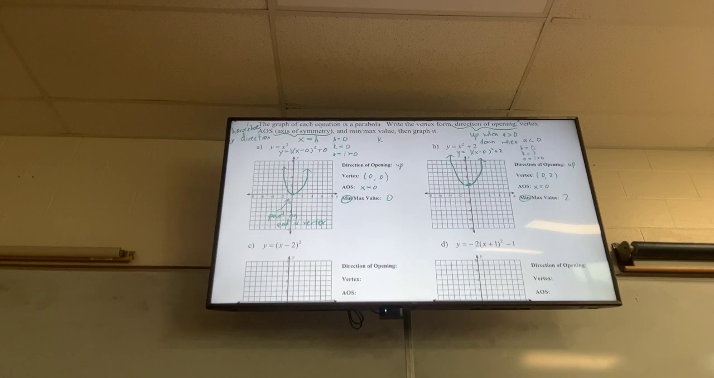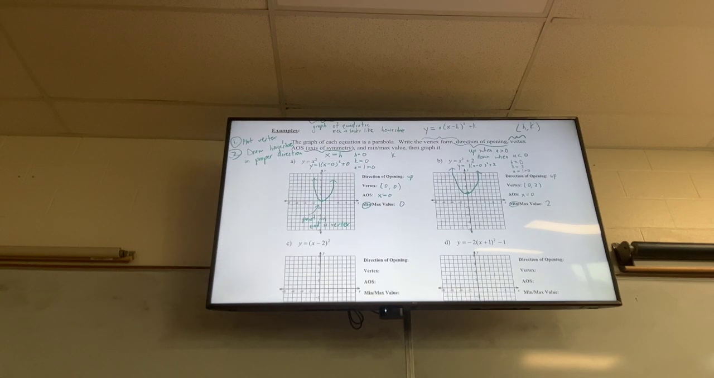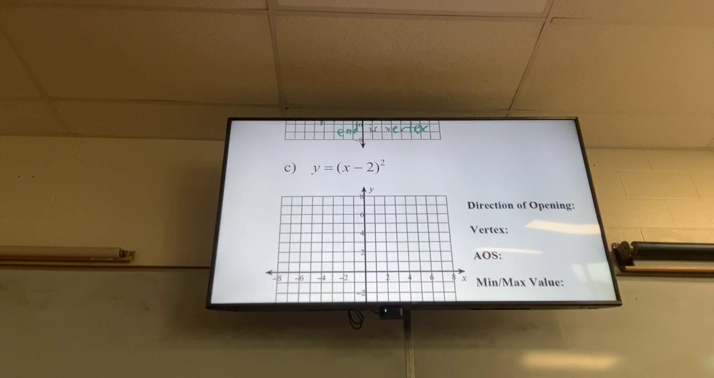Okay. Can I move on to C? All right, I'm going to move on to C. What's my h? 2. What's my k? 0. Yeah, there's technically a plus 0 there. For my h, h is the opposite of the number that's inside my parentheses. So because there's a minus 2 inside my parentheses, my h is positive 2. Does that make sense? What's my a? 1.